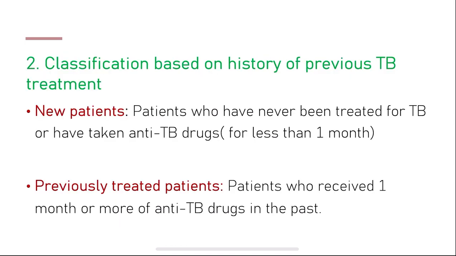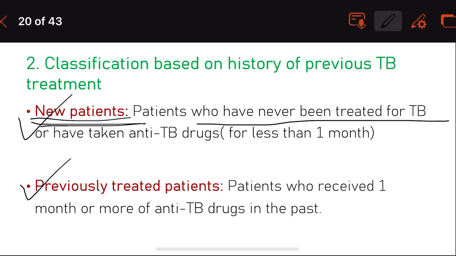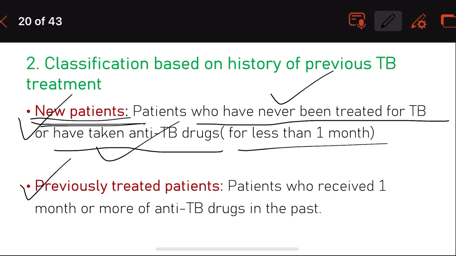Is it clear? Now we're moving further to the classification based upon the history of previous TB treatment. How do we classify the patients based upon the history of previous treatment? New patients and previously treated patients. New patients are those who have never been treated for TB, or have never taken anti-TB drugs for a month or more. They are the new patients.